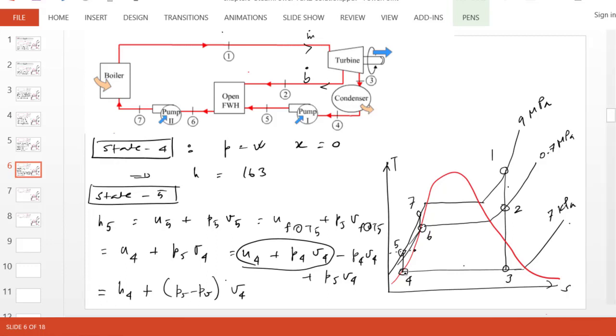So to find the liquid enthalpy at 5, we find the liquid enthalpy at 4, which you already know, and add this term due to pressure increase. And that can be shown to produce 164. So this is a standard way of finding liquid enthalpy, subcooled liquid enthalpies.